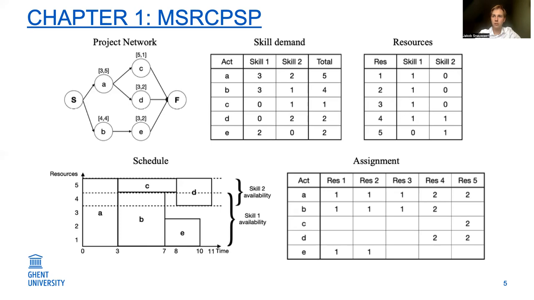And in this case, for example, only resource 4 is a multi-skilled resource because that is the only resource that master both skills. Now on the bottom left, you can see the schedule. And in this case, we can find an optimal schedule with a make span of 11 time units. This is one time unit longer than the RCPSP, and this is because of the skill constraints. Because in this problem, activity C and D cannot be scheduled in parallel because they both require resources that master skill 2. And in total, they require 3 resources that master skill 2, while only 2 resources are available in the workforce. Therefore, they need to be scheduled after each other, and the make span is elongated by 1 time unit. On the bottom right side, you can see the assignment table where we specify which resource performs which skill on which activity.